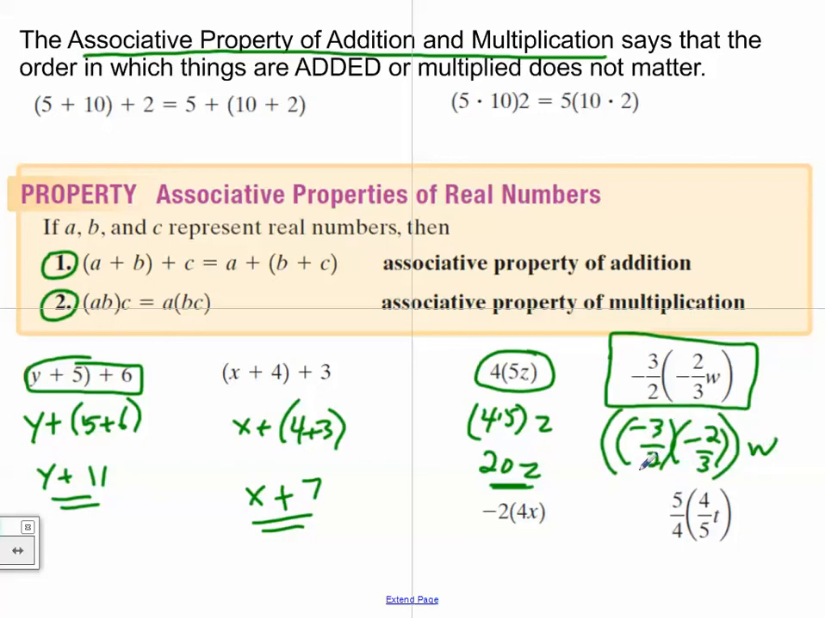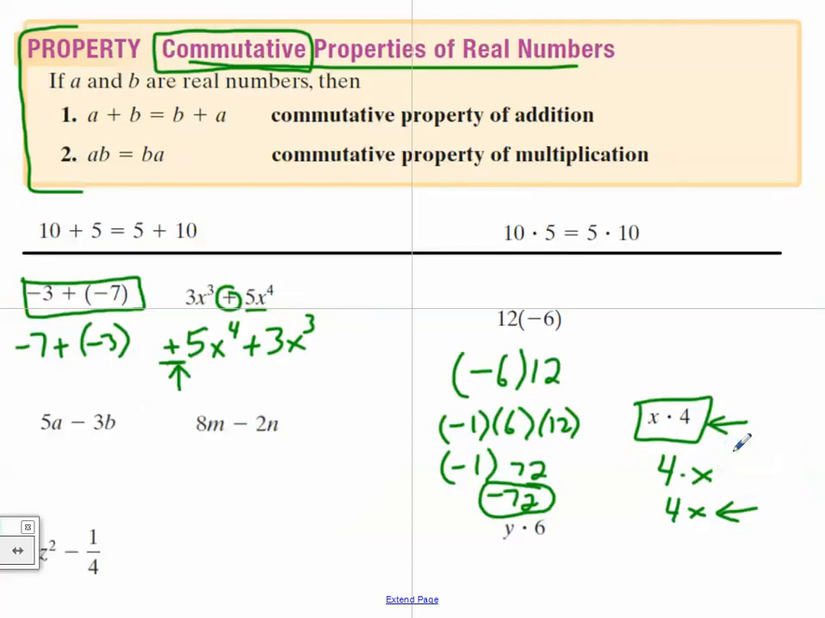2/3. And if we look at the fractions, the 2 and the 2 would cancel. 2 divided by 2 is 1. 3 divided by 3 is 1. We can throw that away as something that divides to 1. And then negative times a negative is a positive, and that equals simply w. So this kind of complex expression simplifies down to simply w by using the associative property of multiplication. So there's our associative properties of multiplication and the commutative properties of real numbers.